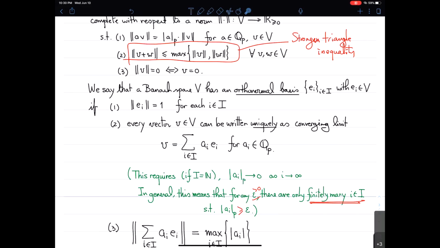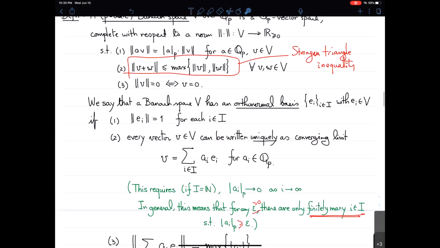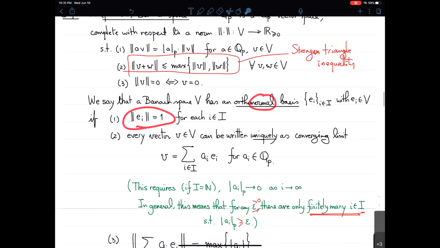And I want to point out where we use the strong inequality here. The convergence condition is not saying that the norm of the sum of the remainder terms is less than or equal to some epsilon. Rather, as long as each single term has norm less than or equal to epsilon, then the corresponding sum will also have norm less than or equal to that epsilon. So convergence is much easier in the p-adic world. That explains the first condition, the normality.